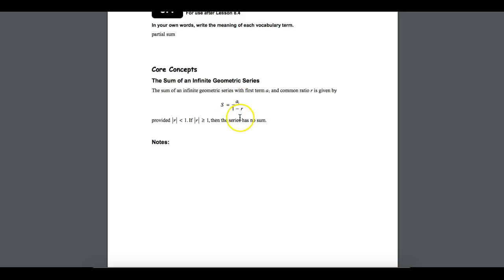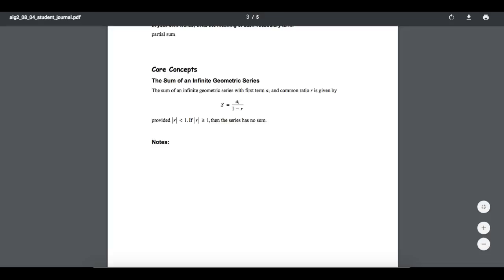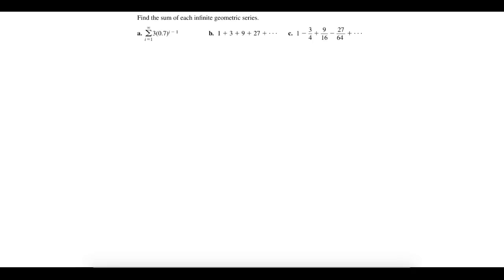Now, you see right here, our formula is pretty simple. Our sum is just our first term over 1 minus r. Now again, this is the important part. We have to make sure that our ratio is less than 1. What that means is that basically our ratio has to be a fraction or a decimal. If our ratio is a whole number, then we can't take the sum of that. So let's go back and look at the examples.